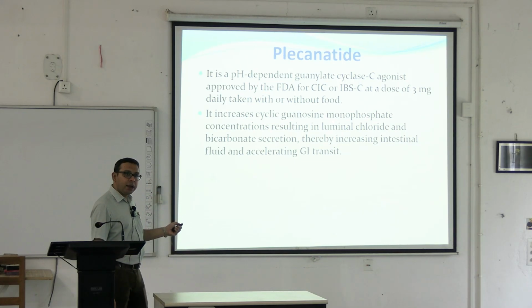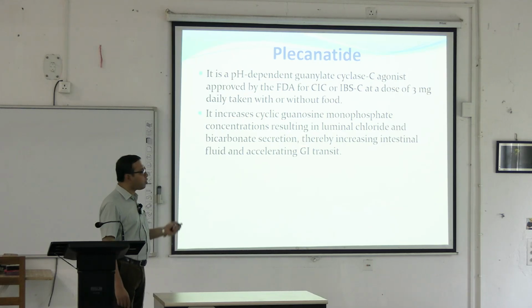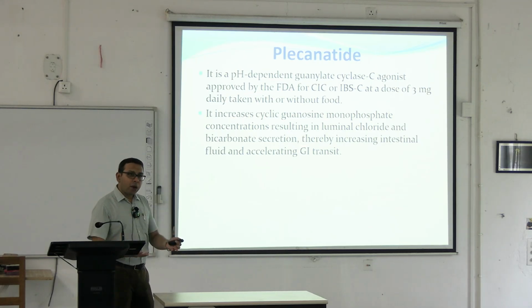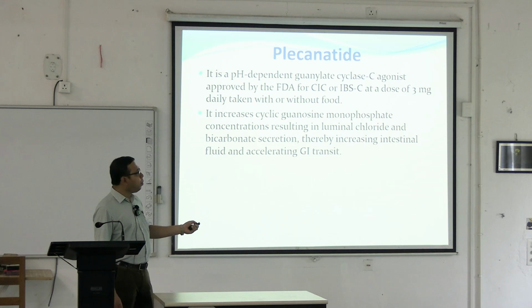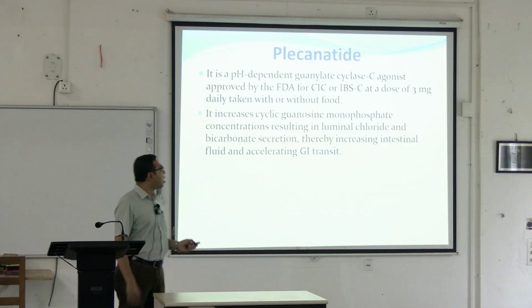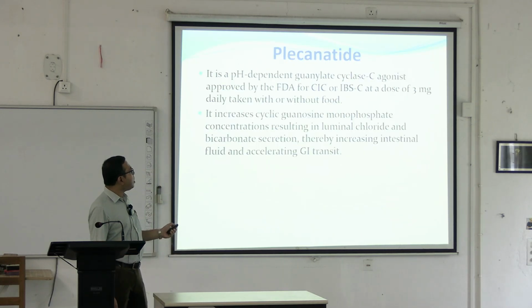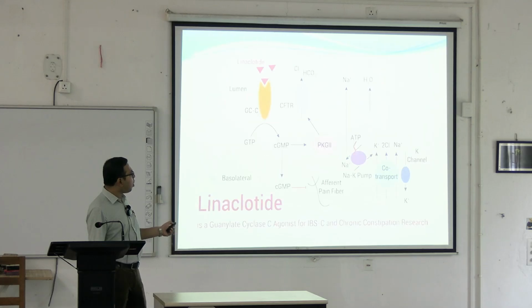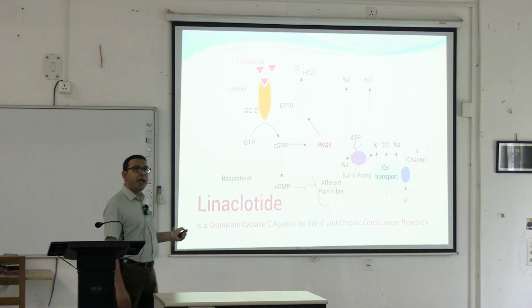It increases again the cyclic guanosine monophosphate concentration. Ultimately, in a similar way, it increases luminal chloride and luminal bicarbonate secretion, thereby increasing the intestinal fluid and accelerating gastrointestinal transit. So, linaclotide and plecanatide more or less act similarly. Basically, they are guanylate cyclase C agonists.